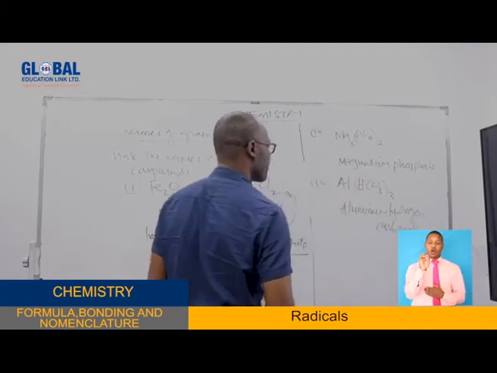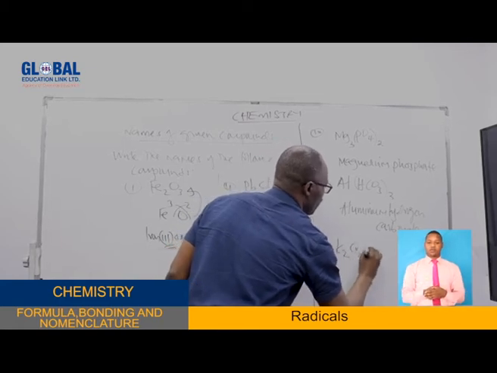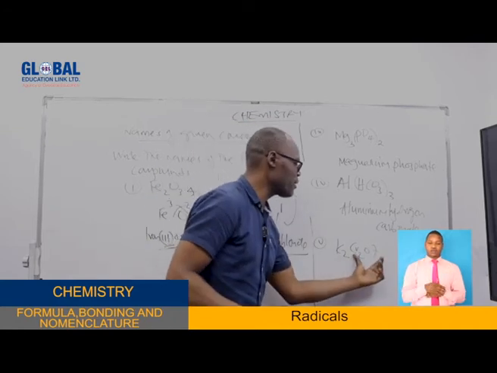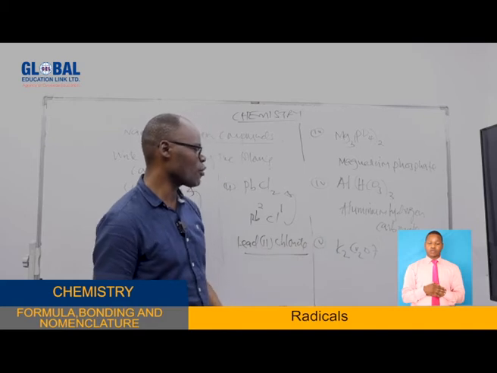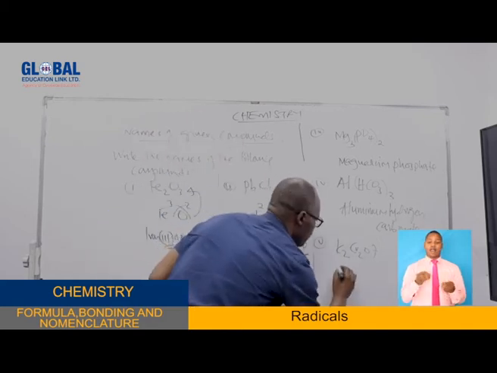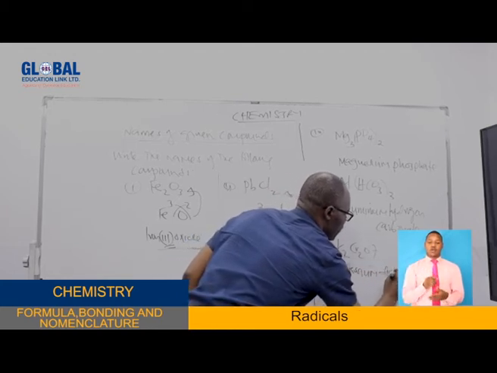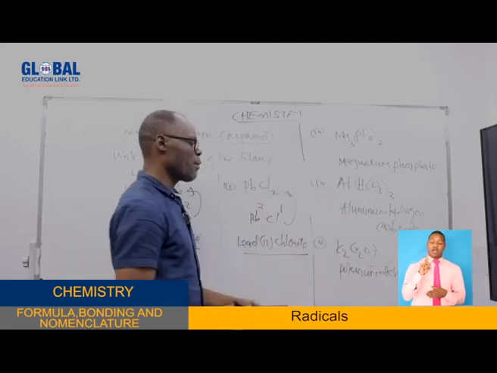What if you have something like K2Cr2O7? This is a dichromate, and this is potassium. Potassium does not have a variable oxidation state, so we'll simply have potassium dichromate, and that one gives us the formulas.